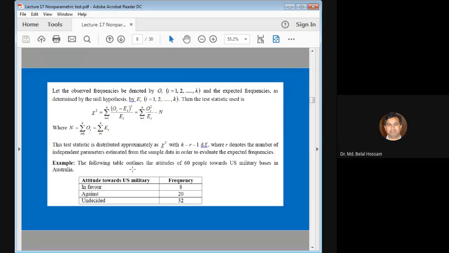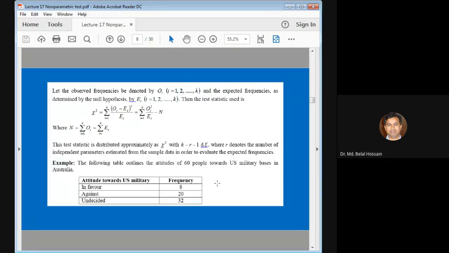Example: the following table outlines the attitude of 60 people toward US military bases in Australia. So the exact observed frequencies are given here. Attitude towards US Army: in favor 8, against 20, undecided 32, it totals to 60. So these are the observed frequencies, and for expected frequencies you can consider, for example, equal frequencies. 60 people, so say 20, 20, 20.